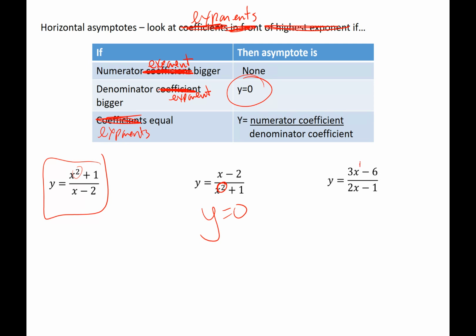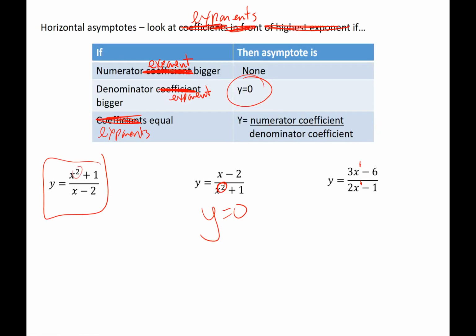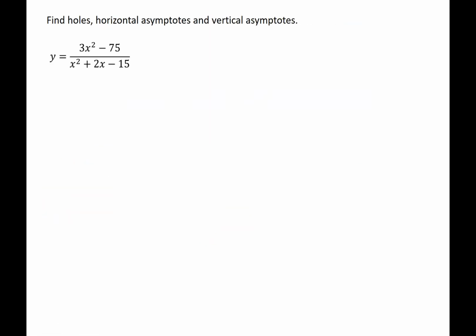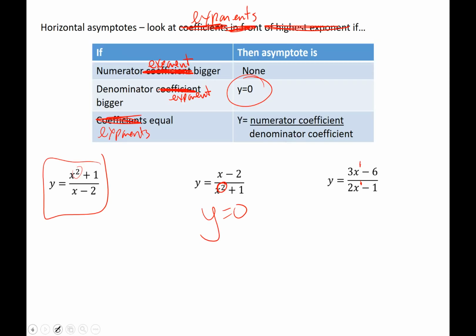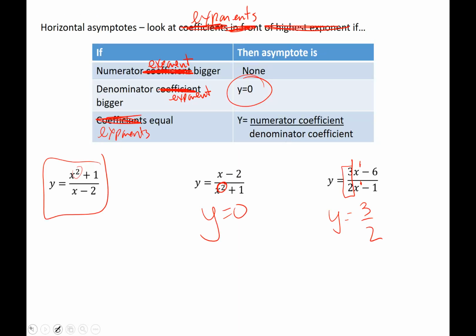All right, so if the exponents are equal, they're both ones, then what you do to find the horizontal asymptote is you take the numerator coefficient and divide by the denominator coefficient. I don't know why it keeps flipping. So all I'm going to do is take these coefficients in front of those exponents, in front of those variables, and that's my horizontal asymptote. So let's try it out. We're going to put y equals 3/2 in on this one.